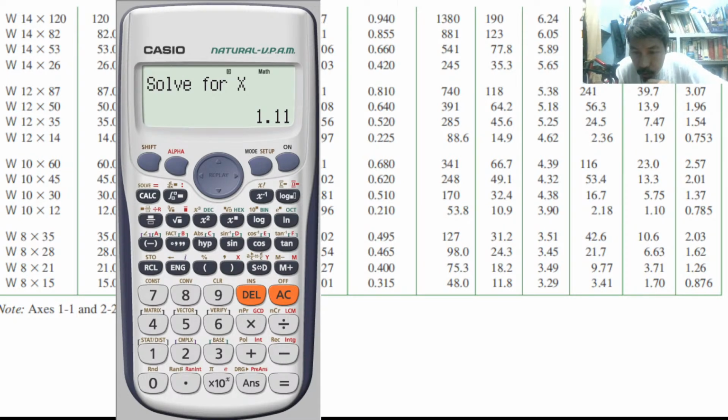So I also have 1.11. Why did it initially show negative 1.3? What happened? Initially it shows negative 1.3. Then now it shows 1.11. Okay? The answer is 1.11. What happened?